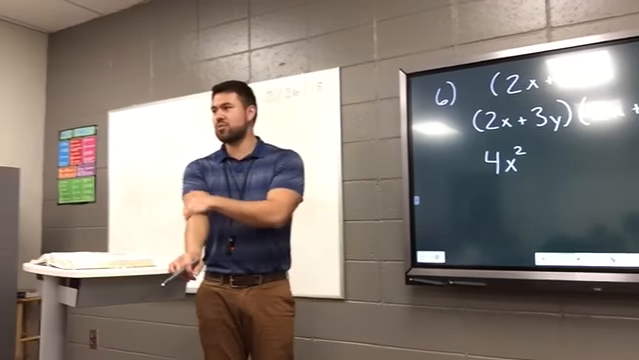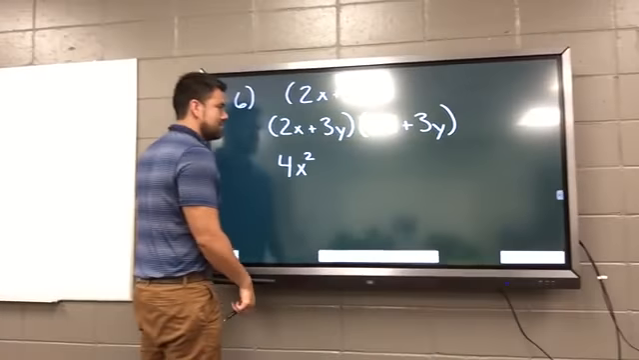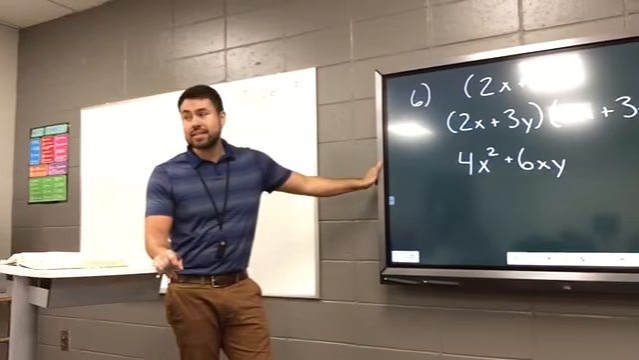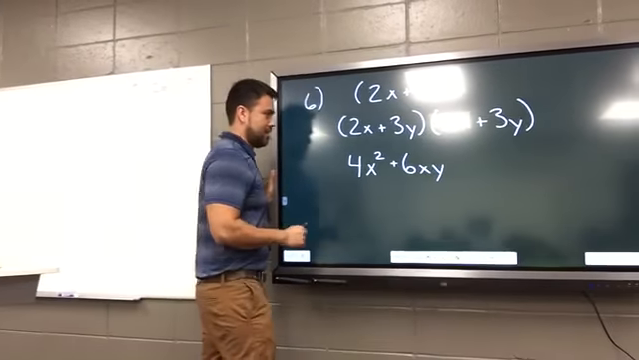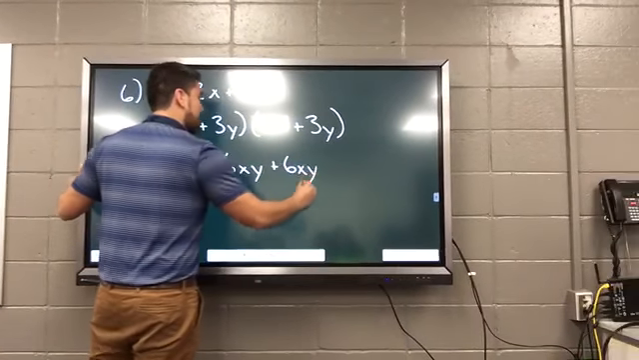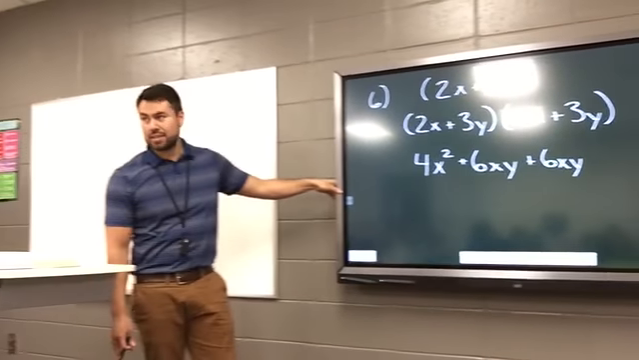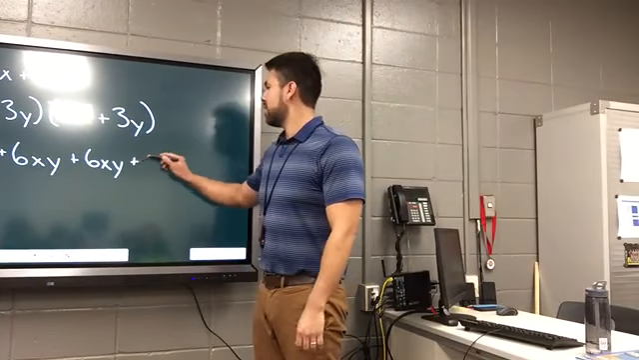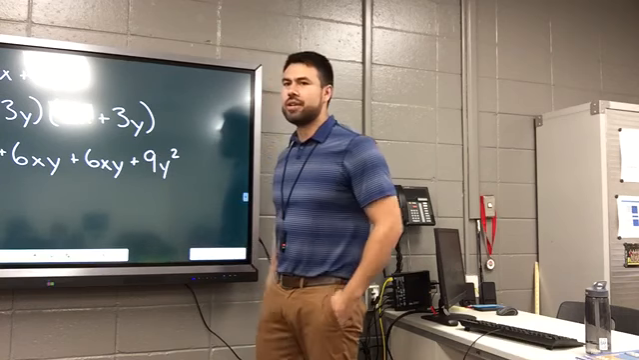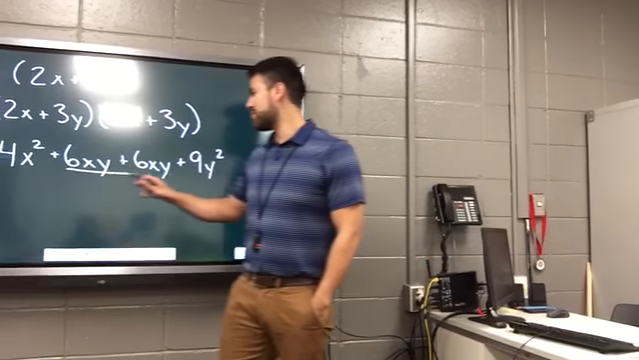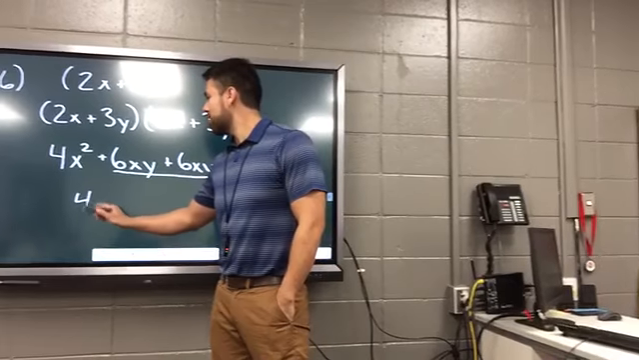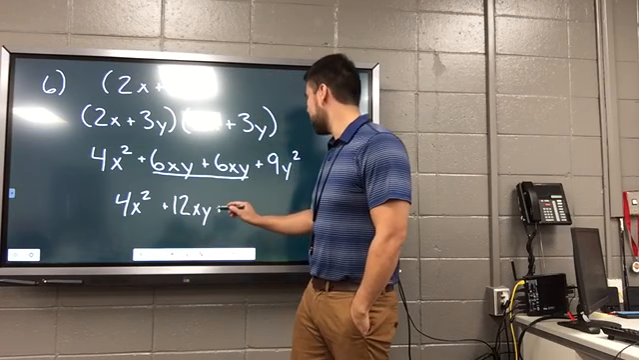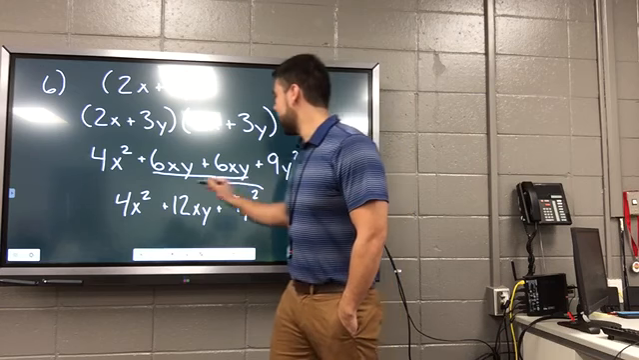Lucy, the outside terms. 6xy. Matt, the inside terms. Multiply, give me plus 6xy. And Carson, the last terms. Multiply together, give me 9y to the second. Okay, are we done with this? No, these two add up together, and I'm left with 4x squared plus 12xy plus 9y squared. That would be my answer.